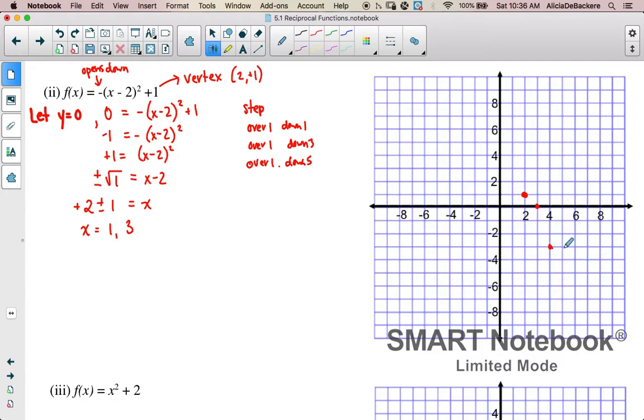So again, starting where I left off and down 5 squares. And then I just repeat the same pattern on the other side. And hopefully this lines up with what I found before. My x-intercepts are at 1 and 3, and that worked out. So now I'm going to add my graph.